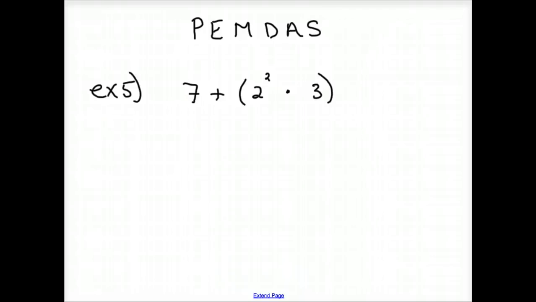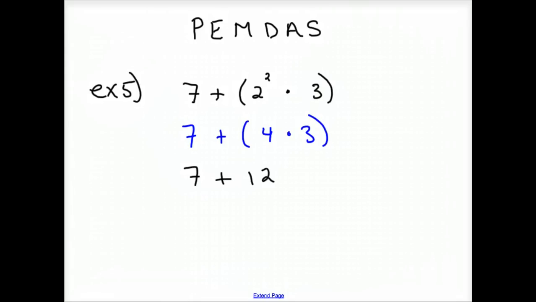Example 5. 7 plus the quantity of 2 squared times 3. Again, parentheses first. In my parentheses, I have exponents and multiplication, so I'm going to do my exponents first. 7 plus 2 squared is going to be 4 times 3. Still working inside my parentheses, I have 7 plus 4 times 3, which is 12. And then finally, 7 plus 12, I get an answer of 19.